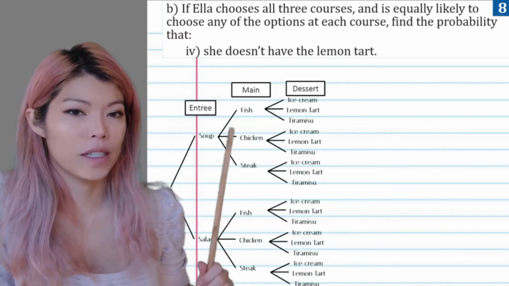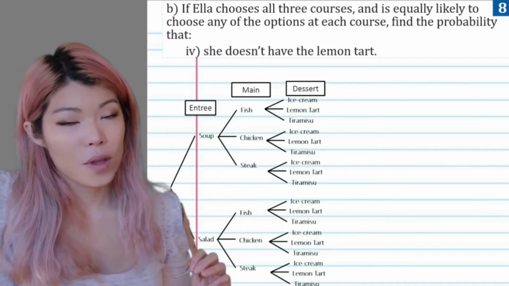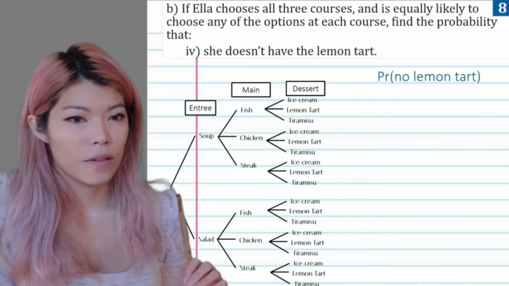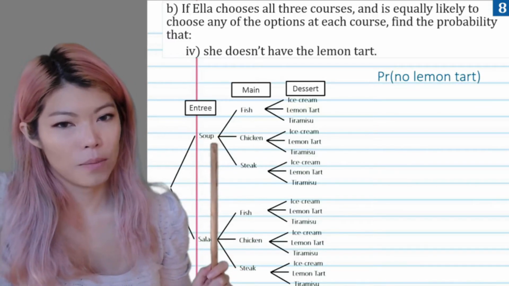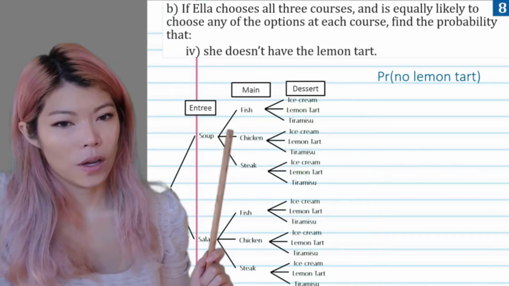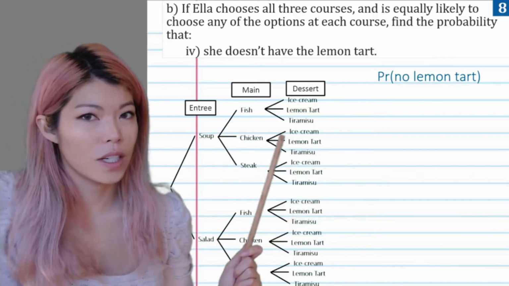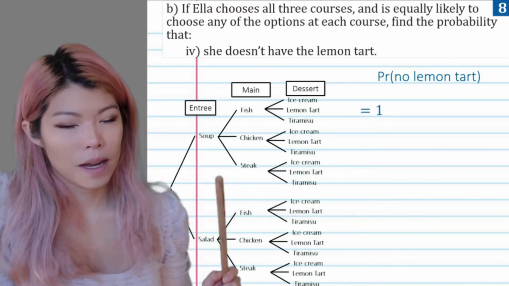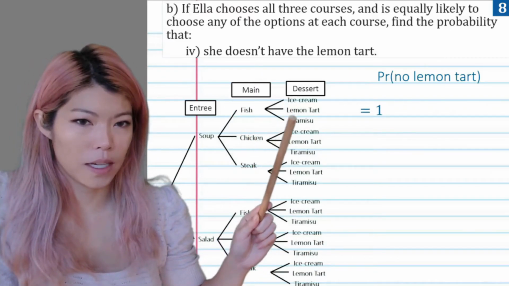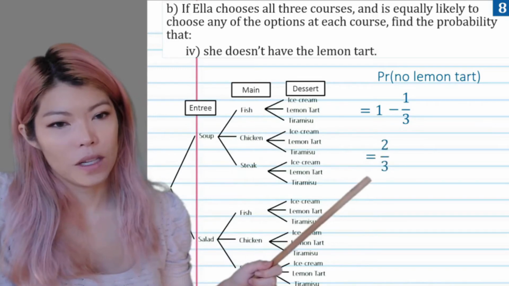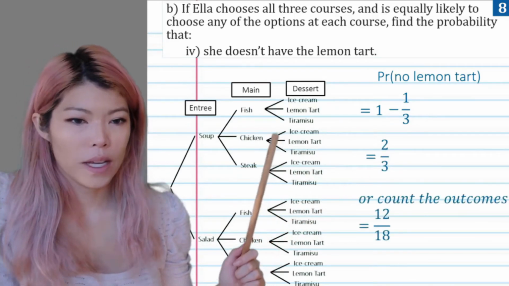What is the probability she doesn't choose lemon tart? You can do this in many ways. For example, no lemon tarts means 1 minus the probability of choosing lemon tart. The probability of choosing lemon tart is 1 out of 3, so it will be 2/3. Or we can count the outcomes.